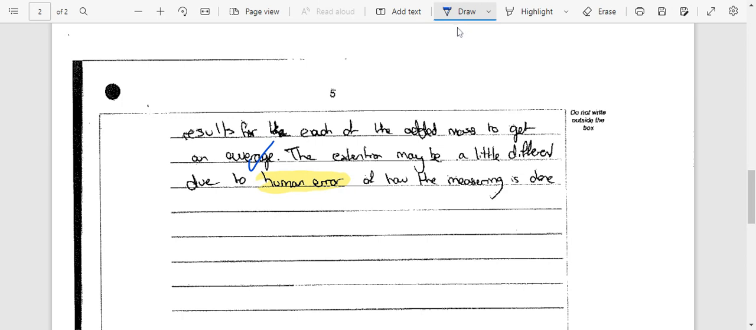So, a reasonable suggestion with this, maybe the spring was bouncing a little bit when they tried to measure it. Maybe the ruler wasn't straight. Any of those would be good examples of human error. So that's what they could have done to just add a little bit more to their answer and maybe get into that 5 or 6 mark bracket.